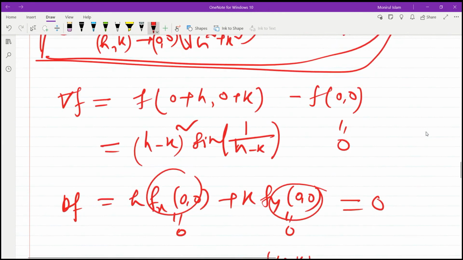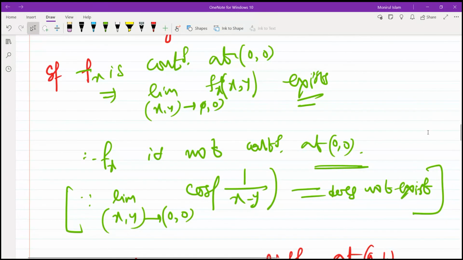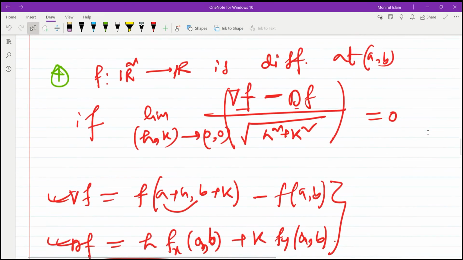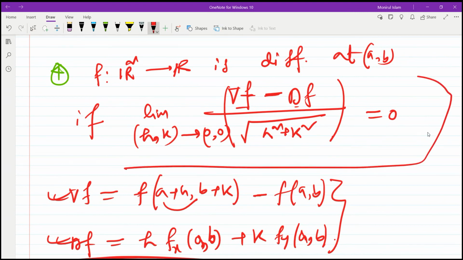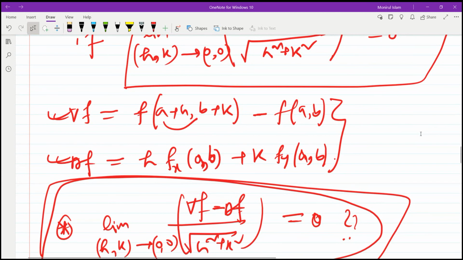There is a theory behind this, which I have told you. If a function is differentiable, this limit exists, and not only does it exist, it will be 0. Here (a, b) will be (0, 0), so I have put f of (0 plus h, 0 plus k) minus f of (0, 0), divided by the square root of h square plus k square. Okay, so this is delta f and this is df.